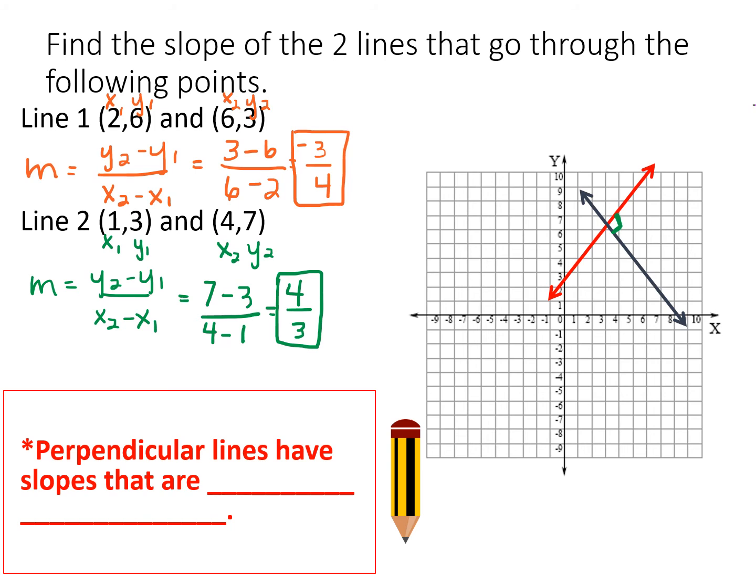So perpendicular lines are going to be lines that have opposite reciprocal slopes. So opposite reciprocal. So opposite means it's going to be the different sign. And reciprocal is going to mean that I flip the fraction.